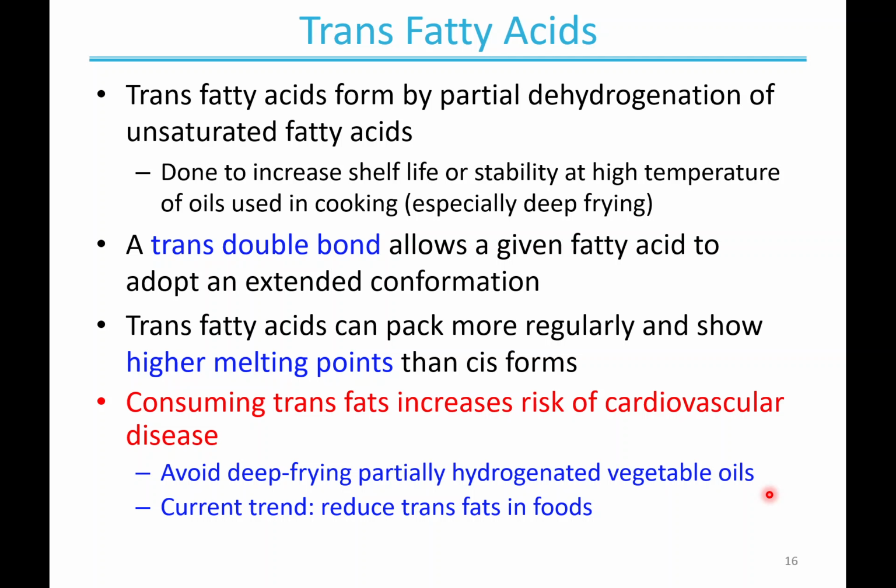A trans double bond allows a given fatty acid to adopt an extended conformation. So instead of having a kink at the double bond, they actually come back to being very, very linear. And trans fatty acids can pack much more regularly, even than a particular saturated fatty acid. And so they have higher melting points than their cis forms. So eating these trans fats increases the risk of cardiovascular disease because they have higher melting points, and they become solid in your body and in your arteries. So just avoid frying in these partially hydrogenated vegetable oils, right?